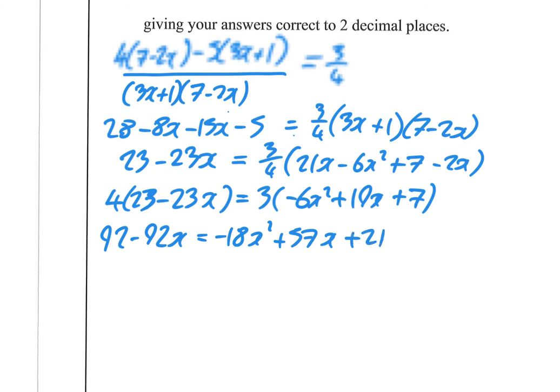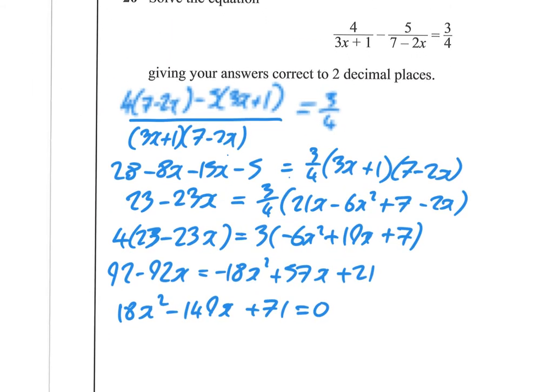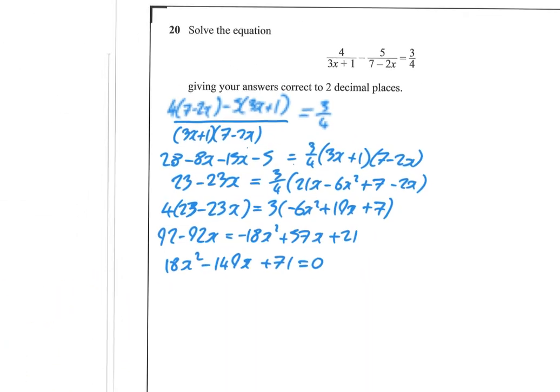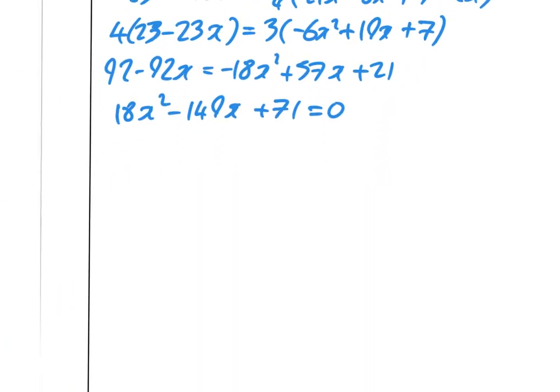Bring everything to the left hand side, sorry, and put it equal to 0. You'll have 18x squared minus 149x plus 71 is equal to 0. And then I would imagine this doesn't factorize, and a big clue is it says in the question to give your answers correct to 2 decimal places. So we'll use our quadratic equation.